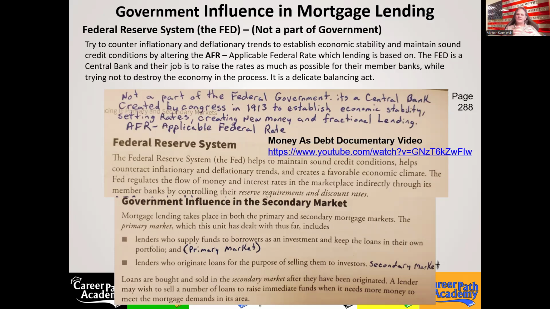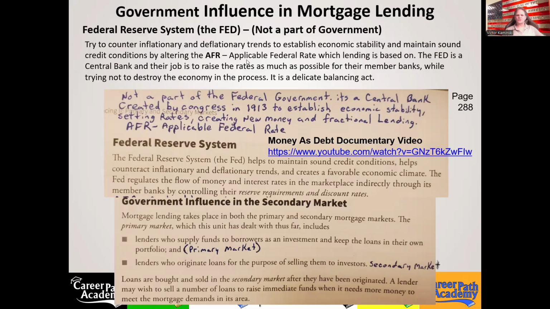I showed you that video about money as debt the other day, and that gave a good explanation of how lending works. So the purpose of the Federal Reserve is to try to counter inflationary and deflationary trends to establish economic stability and maintain sound credit conditions by altering the applicable federal rate, the AFR. The Fed is the central bank, and their job is to raise rates as much as possible for their member banks while trying not to destroy the economy in the process. So they have to bounce the rates down and up.